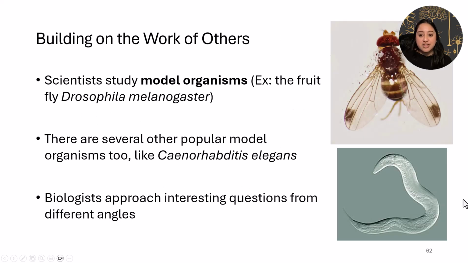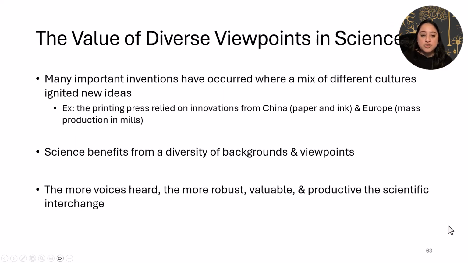So there were scientists all over the world also studying C. elegans, every continent basically. So the more voices that are heard in science, the more robust, valuable, and productive the scientific interchange.